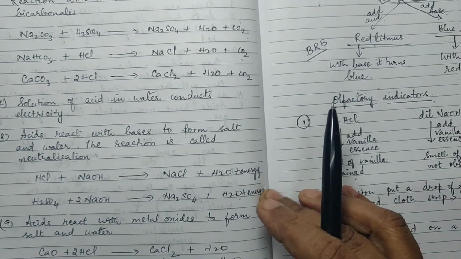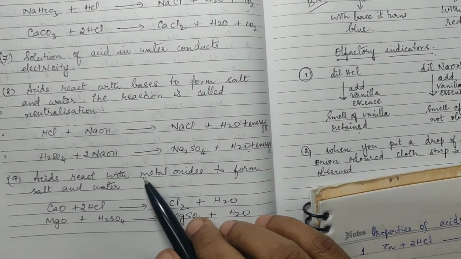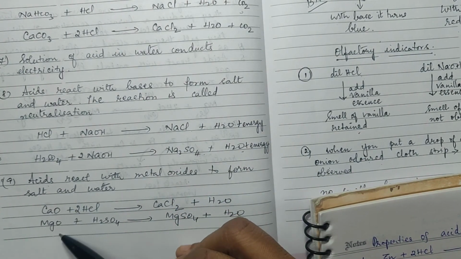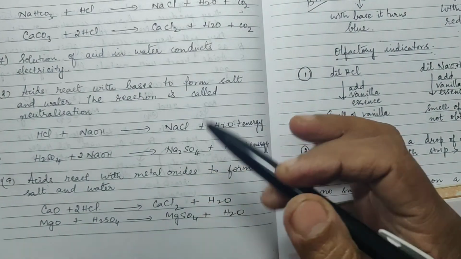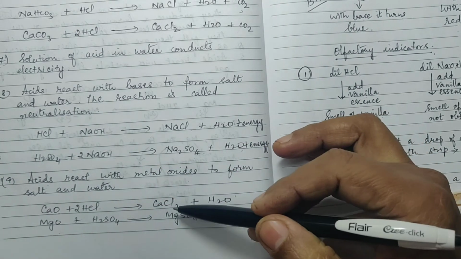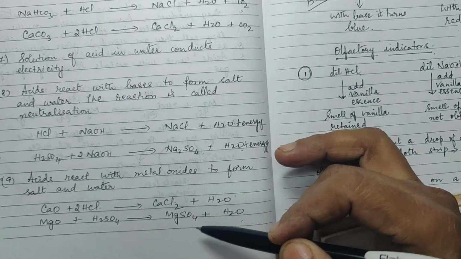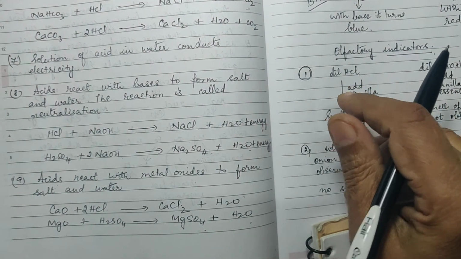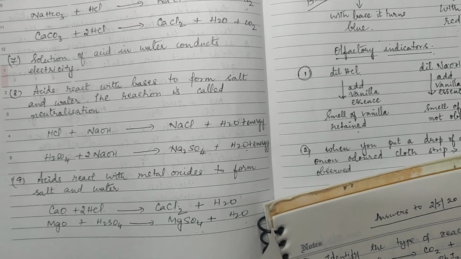Now not only that, acids also react with metal oxides to form salt and water. Calcium oxide and magnesium oxide are metal oxides, is it not? When they react with acids, they will form the corresponding salt and water. कैल्शियम ऑक्साइड के साथ कैल्शियम क्लोराइड बनेगा, HCl के साथ ट्रीट करोगे. Magnesium oxide with sulfuric acid will give you magnesium sulfate and water, right? So these are the reactions or properties of acids, right?